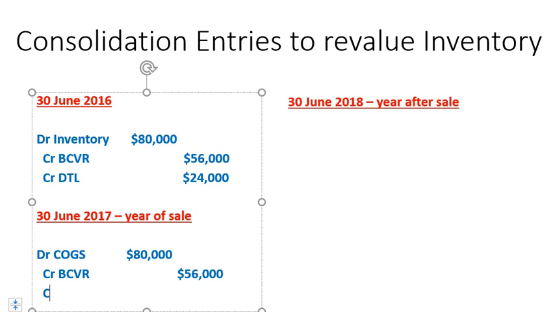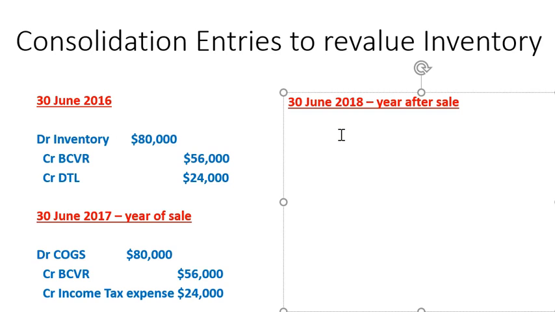We'll also credit income tax expense because by increasing COGS, we've increased the expenses of the group, which means we've reduced profit. So we've reduced the amount of tax we need to pay, and that's why we're crediting income tax expense.